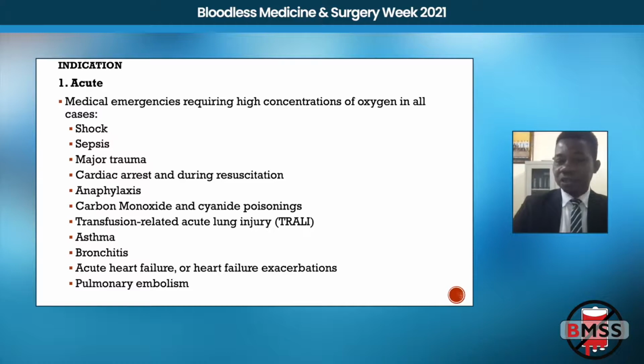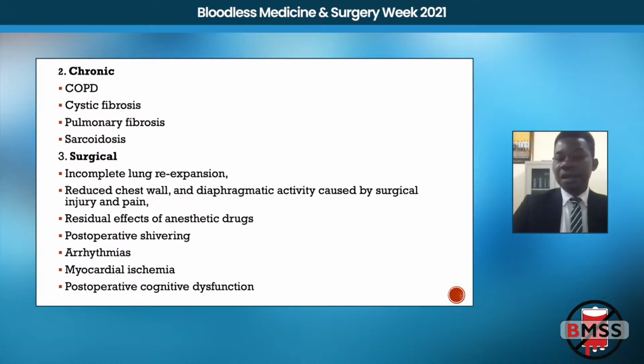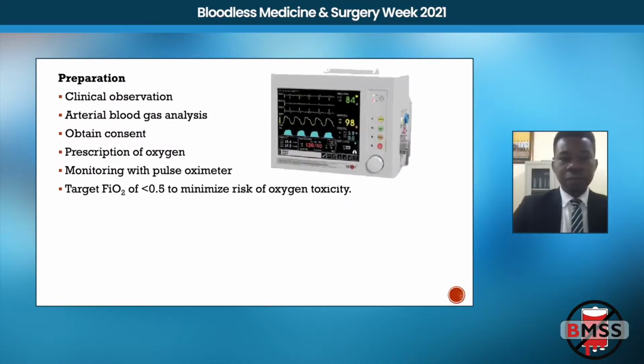We have acute conditions, medical emergencies like shock, sepsis, and in managing patients with asthma and anaphylaxis. We also have chronic conditions like patients with chronic obstructive pulmonary disease. They also require oxygen therapy at a particular concentration. We also have surgical need for oxygen, as well as when a patient is undergoing anesthesia.